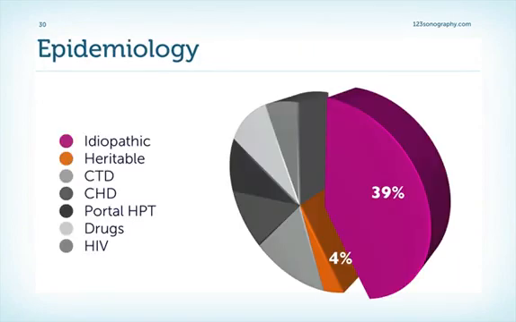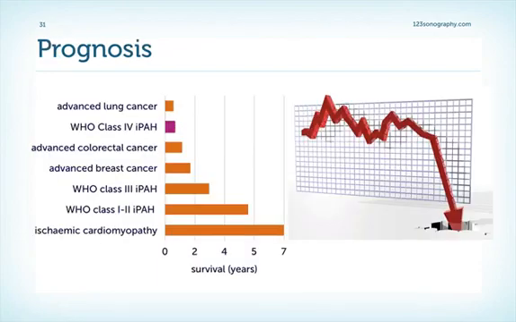Back from history to recent data from registries, associated diseases account for a bit more than 50%. In these conditions, you will usually find presenting symptoms of the underlying disorder. Unfortunately, that's not the case in the idiopathic and heritable group. And as they account for about 43%, it's really crucial to identify them very early, especially as prognosis worsens dramatically with an increase in the clinical WHO class.